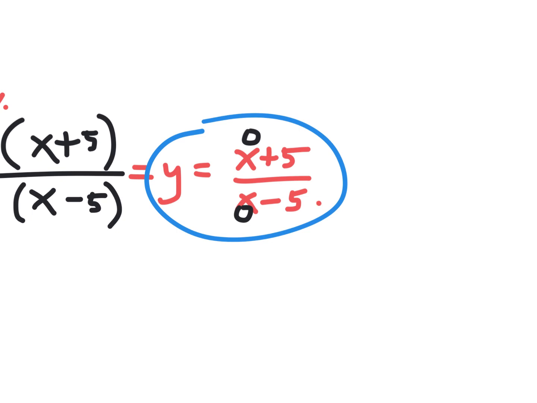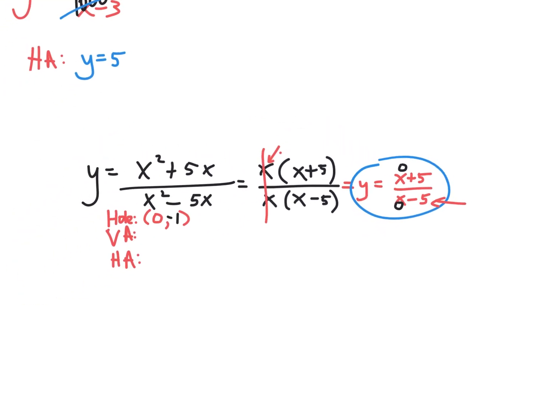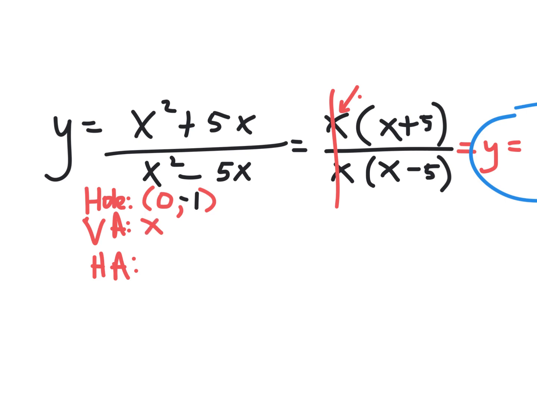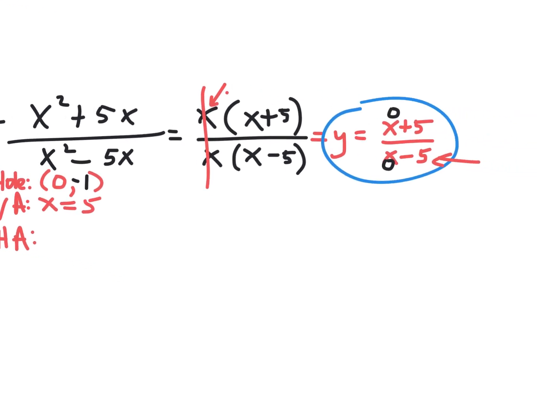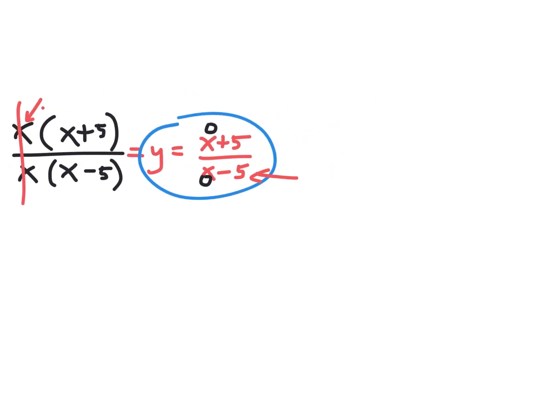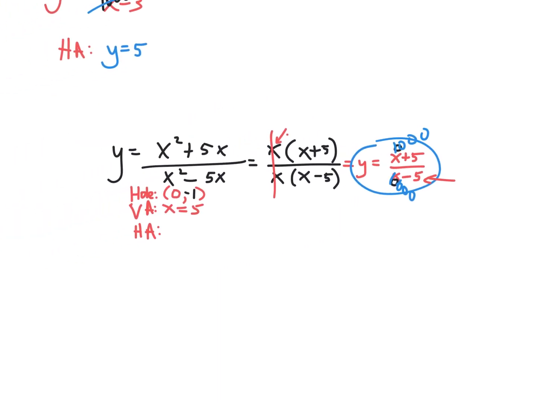The vertical asymptote, time to put that in here. The vertical is what makes the bottom 0, which is 5. And the horizontal is the 1,000 idea. If we go way to the right by putting in x as 1,000, we see that adding 5 and subtracting 5 really don't matter. It's just 1,000 over 1,000, which is pretty much 1. Raise your hand if you had that one right.